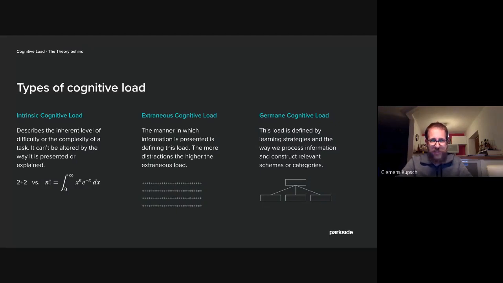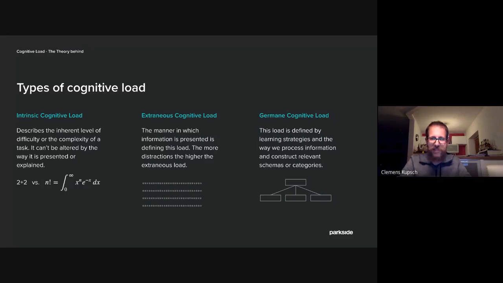By the way, schemas here can be understood as patterns of thought that organize information and the relationships among them. For example, if we take the 2 plus 2 example from the intrinsic load, the two numbers are one schema, the plus is a schema. We need to understand how we add those up to get to a result. For example, we need to know, okay, we have to keep both numbers in mind, then I have to add them, I have to have a concept of how to add numbers, things like that.